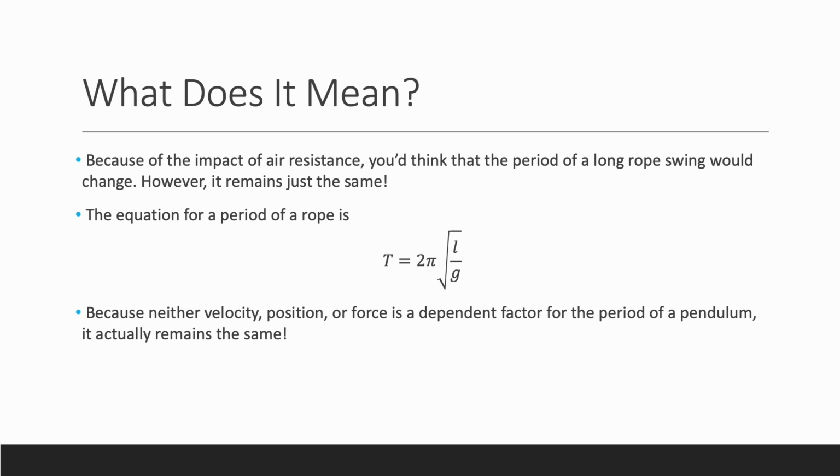But overall, what does it mean? Because of the impact of air resistance, you think that the period of a long rope swing would change. However, it remains just the same. The equation for the period of a rope swing is T equals 2 pi square root L over g. Because neither velocity, position, nor force is a dependent factor for the period of a pendulum, it actually remains the same.